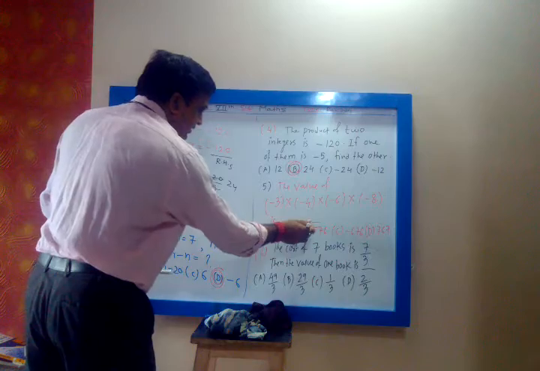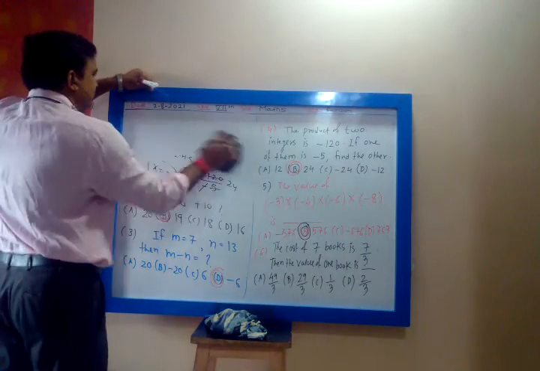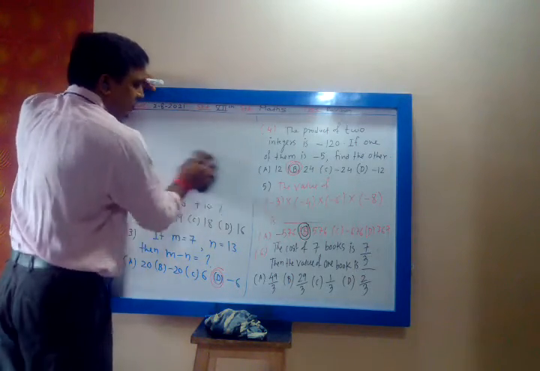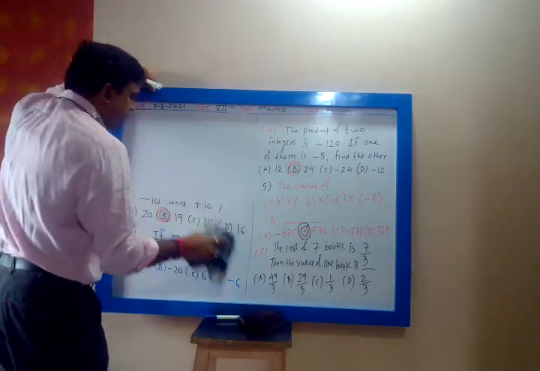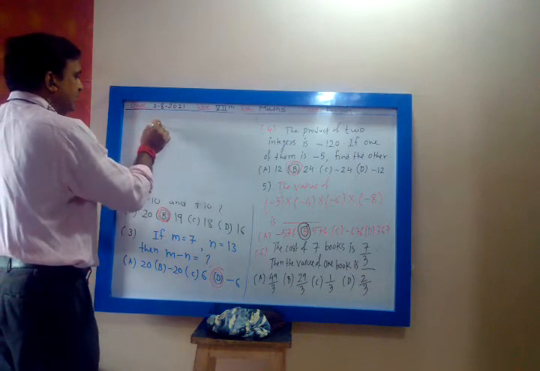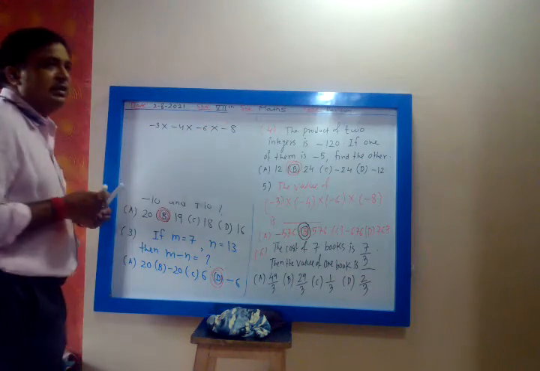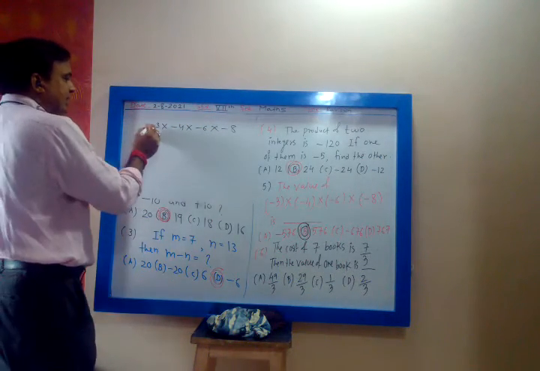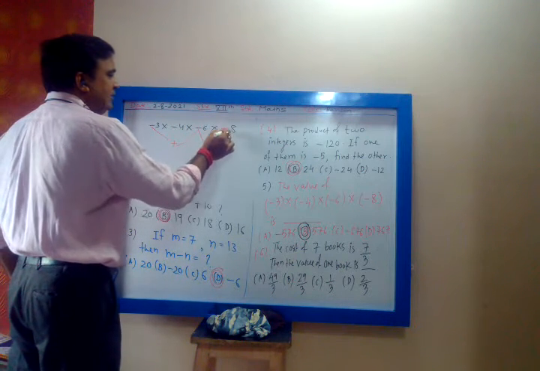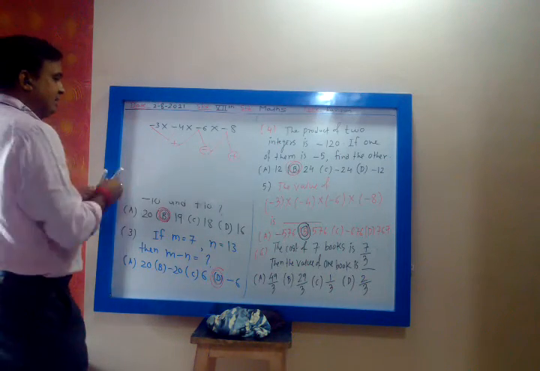Let us see whether this 576 is correct or not. We have to verify the answer. So minus 3 into minus 4 into minus 6 into minus 8. First you have to multiply the signs. Minus into minus is plus. Plus into minus is minus. Minus into minus is plus. So the final sign is plus.